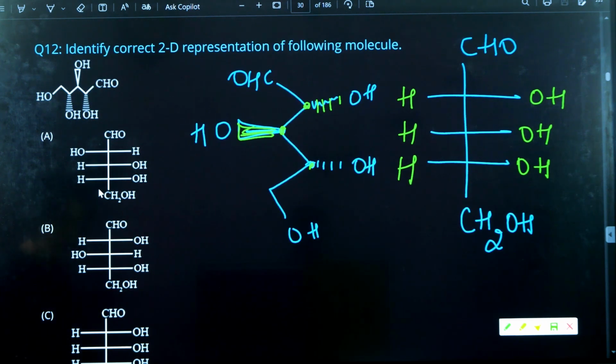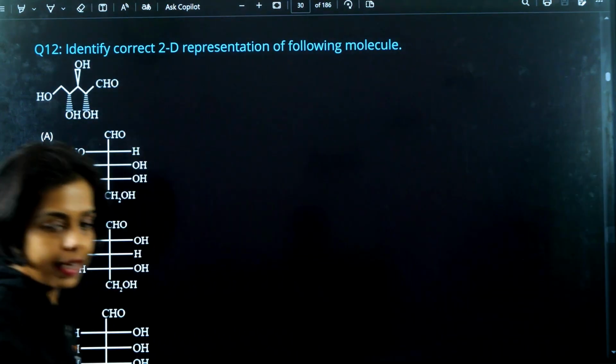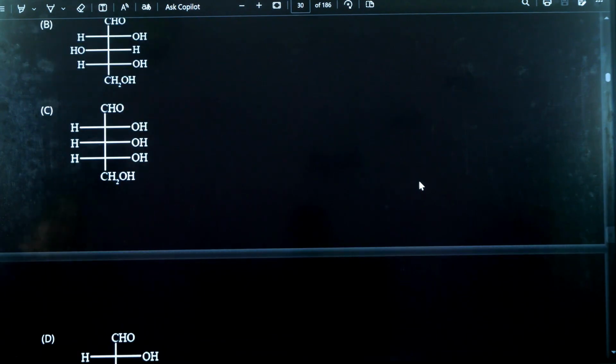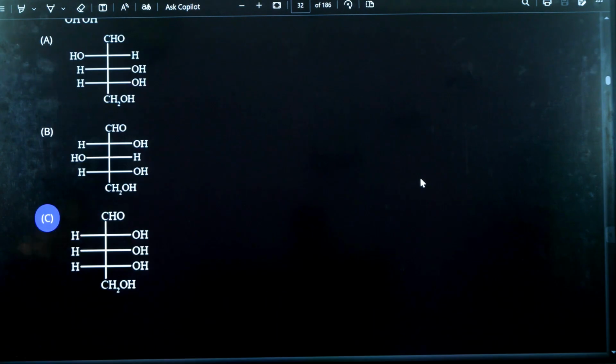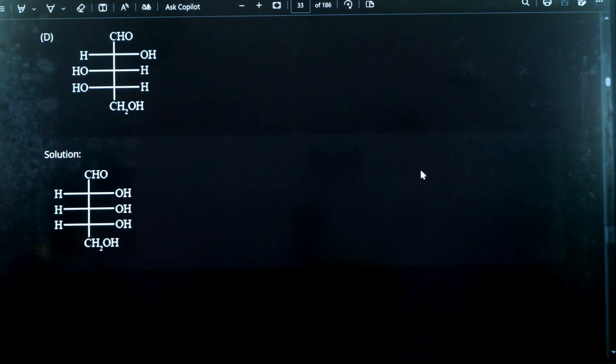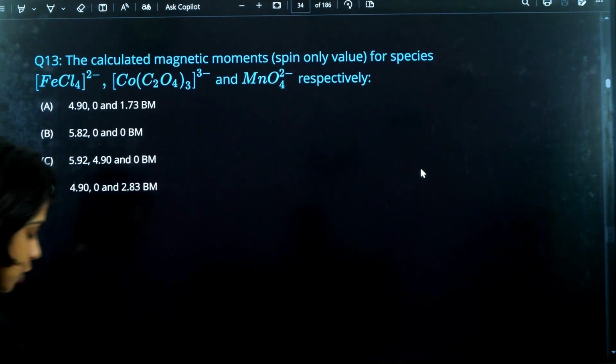So you can see this should be the answer. For question number 12, what should be the correct option? Let's check what we should mark as our answer. All OH on the same side. Yes, let's check, guys. The answer has to be C. Yes, C should be the answer. It matches with our 2D projection, that is C. Let's move ahead to question number 13 based on coordination compounds.